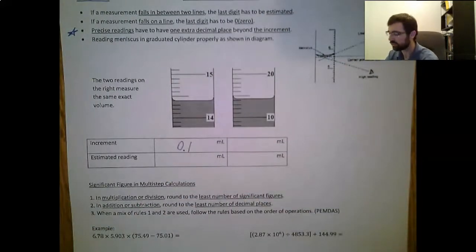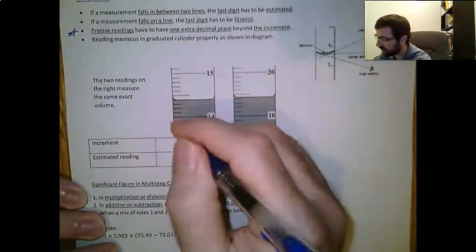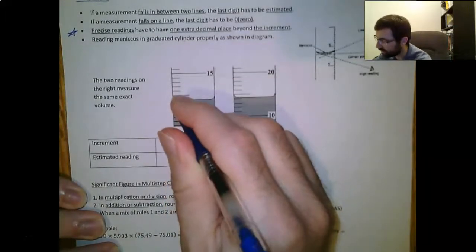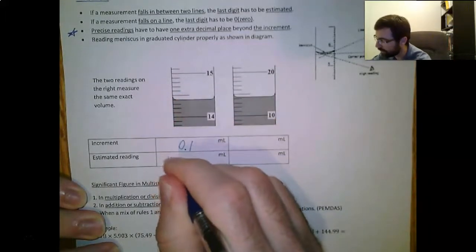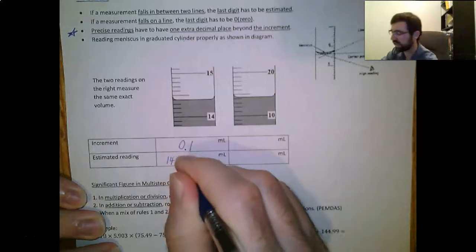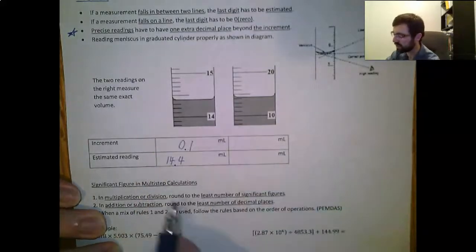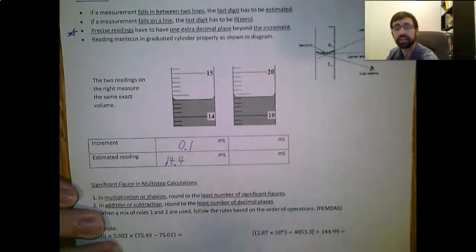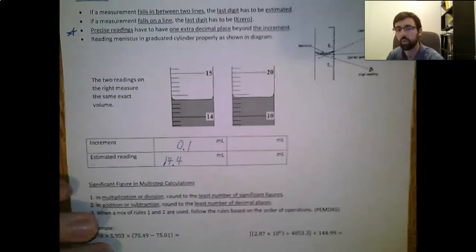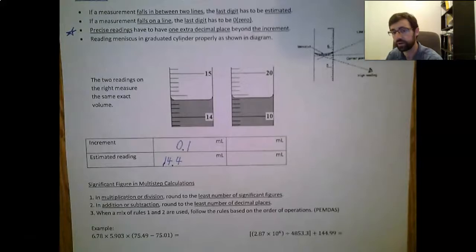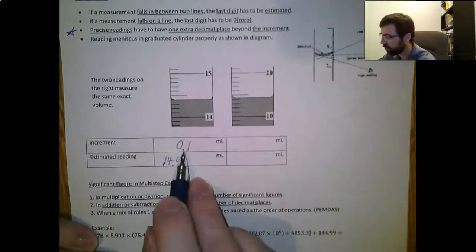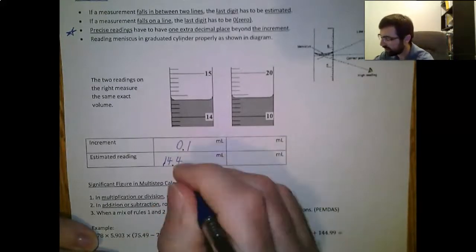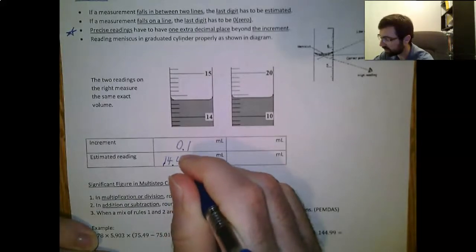My estimated reading is going to be 14.4. The biggest mistake is students will say it's exactly 14.4, so I'm just going to write 14.4. We always have to estimate that last decimal place. We always have to go 1 place farther than what the increment is. So since I have an increment of 0.1, I have to have 1 extra decimal place. I need to have 2 decimal places.